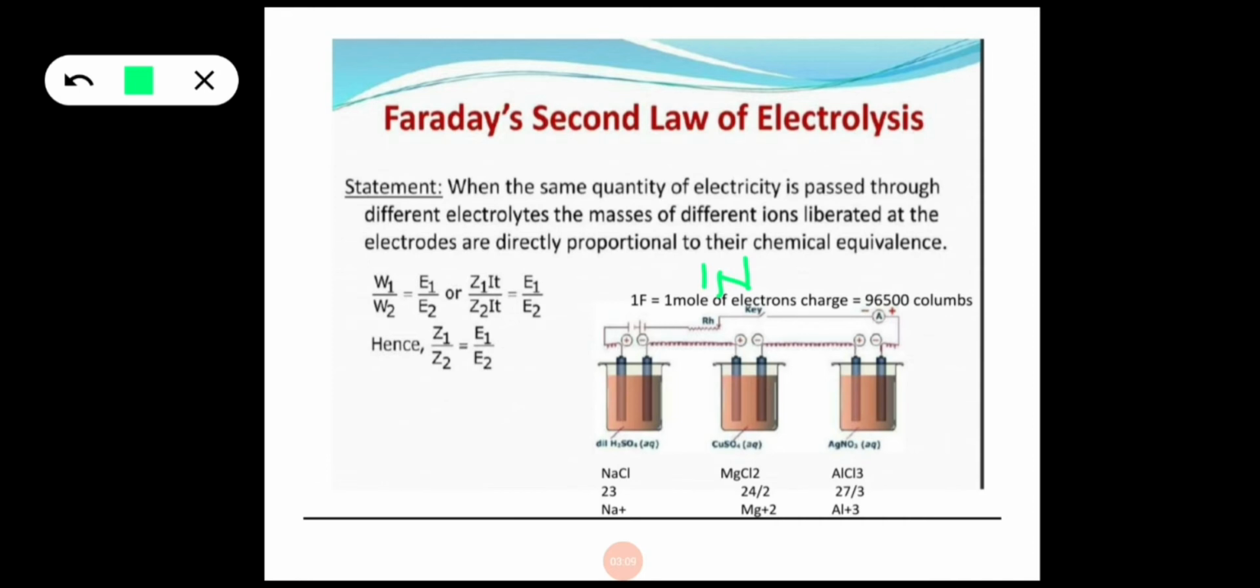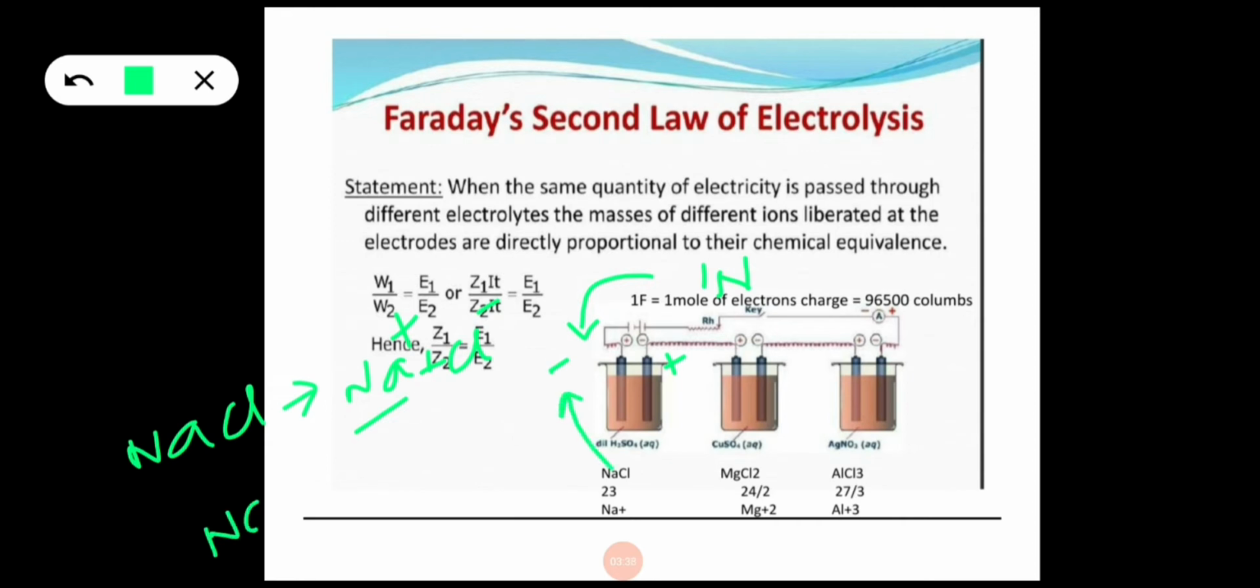When the electrons are passed through this solution, let us suppose here minus is there, here plus is there. Sodium chloride will undergo ionization to form Na plus and Cl minus. These Na plus ions, being positively charged, move towards the negative electrode. Negative electrode is called the cathode. Na plus ions will take electrons at the negative electrode and convert to sodium metal. This sodium metal will deposit on this electrode.